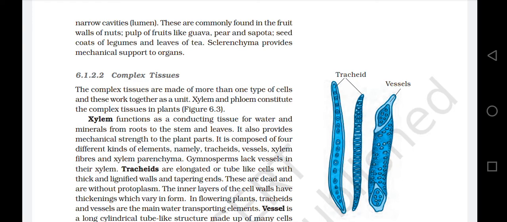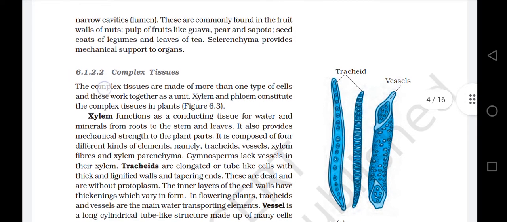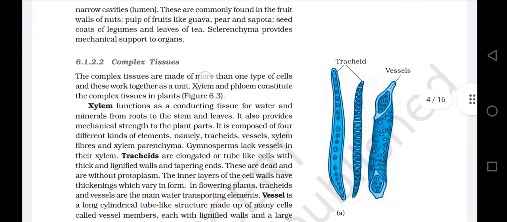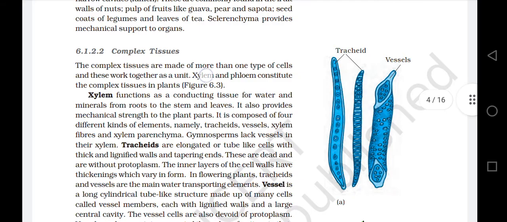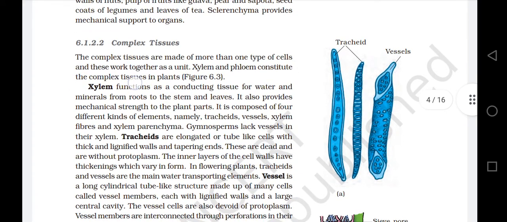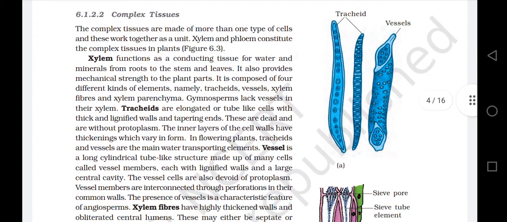6.1.2.2 Complex tissues. The complex tissues are made of more than one type of cells, and these work together as a unit. Xylem and phloem constitute the complex tissues in plants. Figure 6.3.